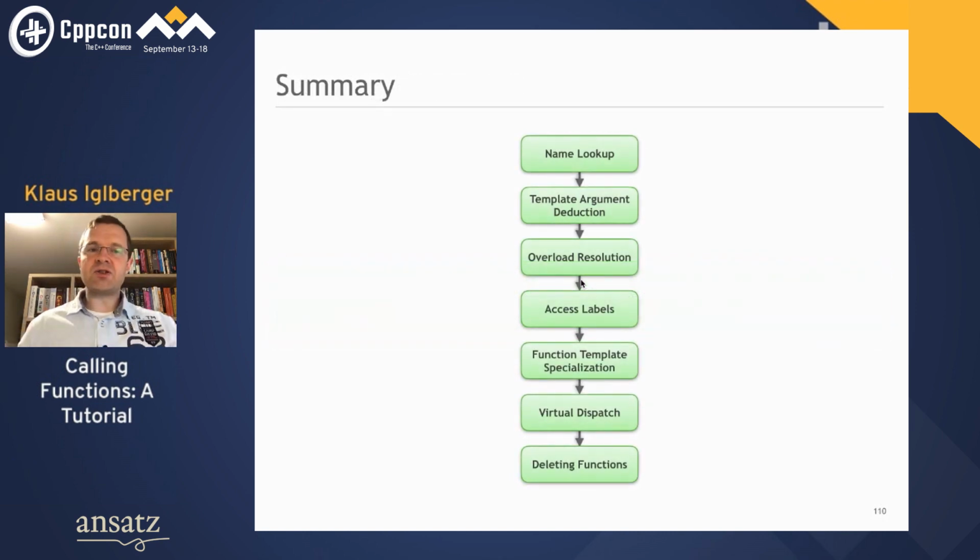So, which brings me to the summary. This was now a complete overview of the individual steps in calling a function, the complete mechanics from name lookup to deleting functions. I hope this was helpful in order to get an overview of what happens, and I highly encourage you to take a closer look at either the CPP reference page that I showed or the standard in order to get a full and complete overview.